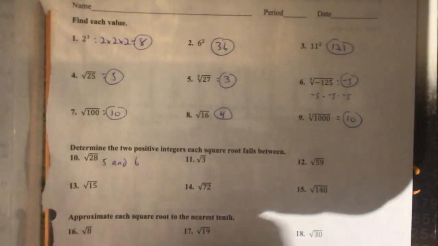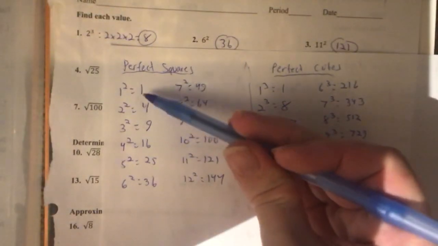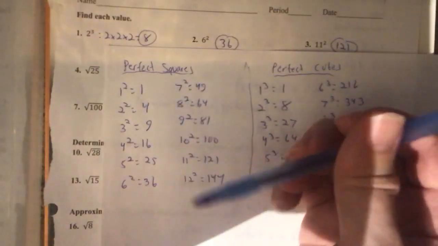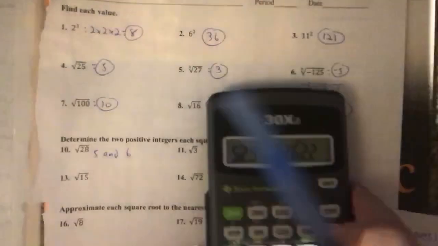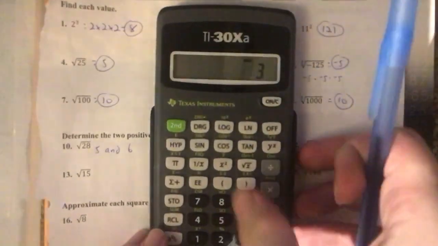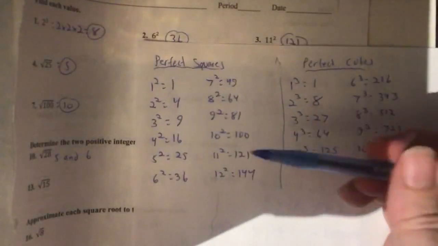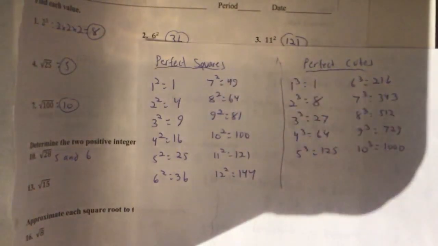Square root of 3. If I look on here, 3 is between 1 and 4. That's 1 squared and 2 squared. So it's going to be between 1 and 2. And I can check on my calculator. Square root of 3 is 1.73, and that is between 1 and 2. Square root of 59. 59 is between 49 and 64. That's 7 squared and 8 squared, so 7 and 8.